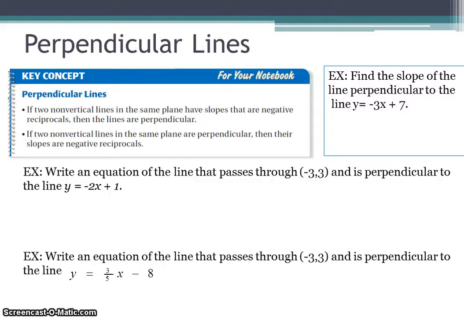Perpendicular lines: if two non-vertical lines in the same plane have slopes that are negative reciprocals. That's a big word, it's two big words actually. I'm going to underline each of them, negative and reciprocal. Then the lines are perpendicular. Remember, negative, what does that mean? Well, it means the opposite sign.